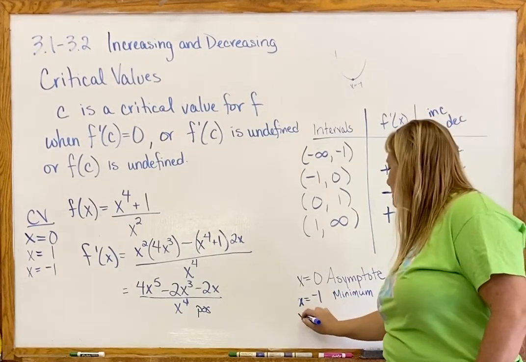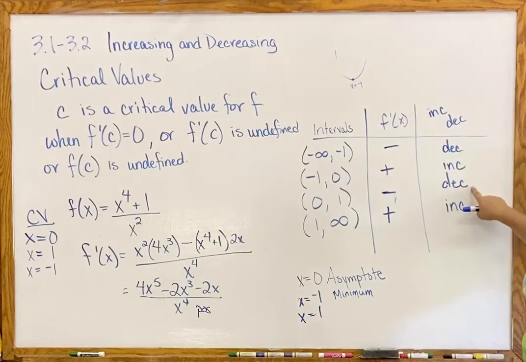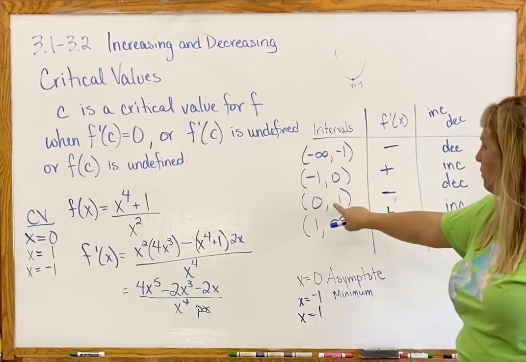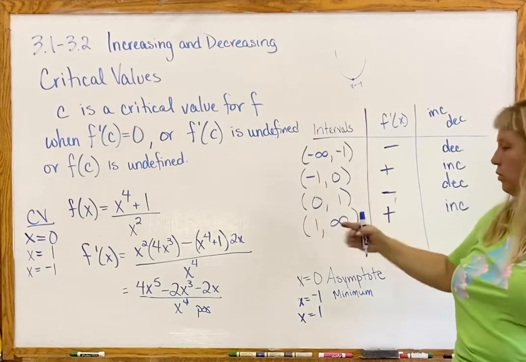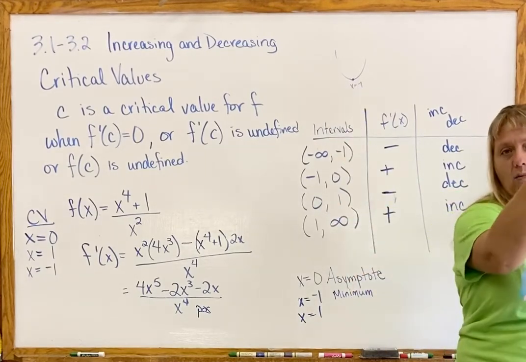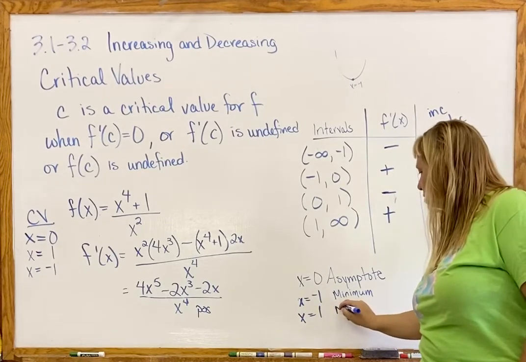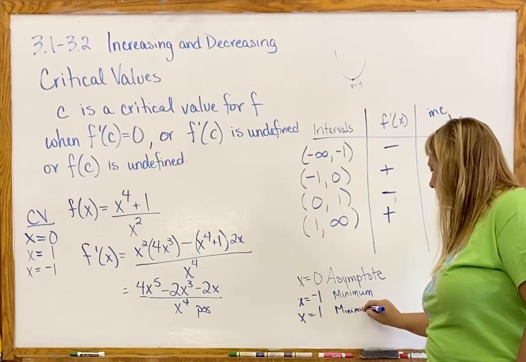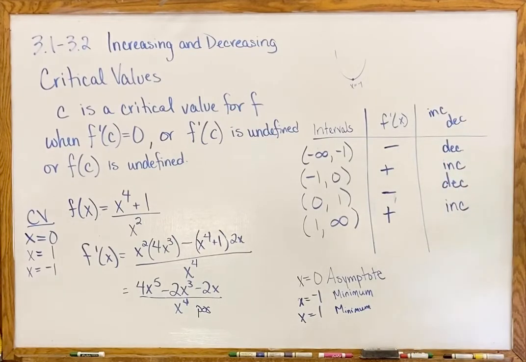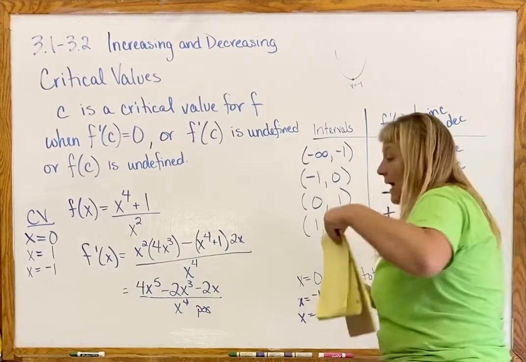Now, when x equals +1, again, on one side of +1 we're decreasing, and on the other side we are increasing. So what it means is we actually have another minimum value. Okay? So we can tell something about those critical values. We can tell what they actually are. Are they asymptotes? Are they minimums? Could they be a maximum? We can tell what's going on there. So that's our next step. And we call these guys extrema.